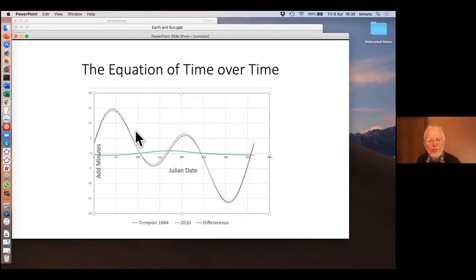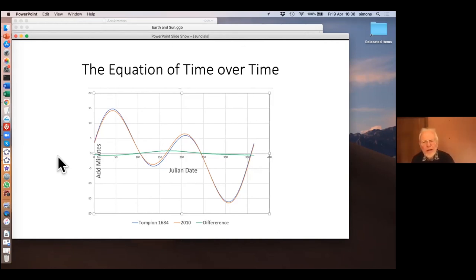So the blue one is Tompion's and the orange one is ours. Well, it's actually 2010 when I managed to find some data giving it to the nearest second. And they're about a minute different, which is not much. So my sundial's good for a couple of hundred years or so. I've also plotted the difference here in green.